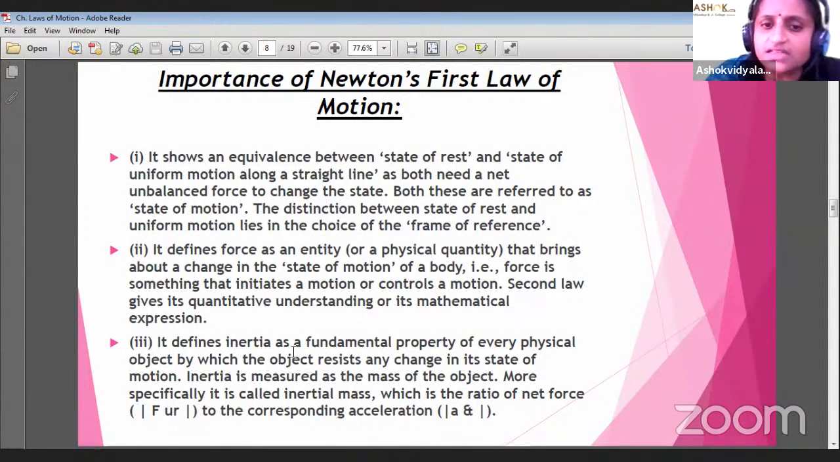That is, inertia is a fundamental property of every physical object by which the object resists any change in its state of motion. Inertia is measured as the mass of the object. More specifically, it is called the inertial mass, which is the ratio of net force to the corresponding acceleration. That is, force is equal to mass into acceleration. The larger the inertia, the larger the force that must be applied to the body.